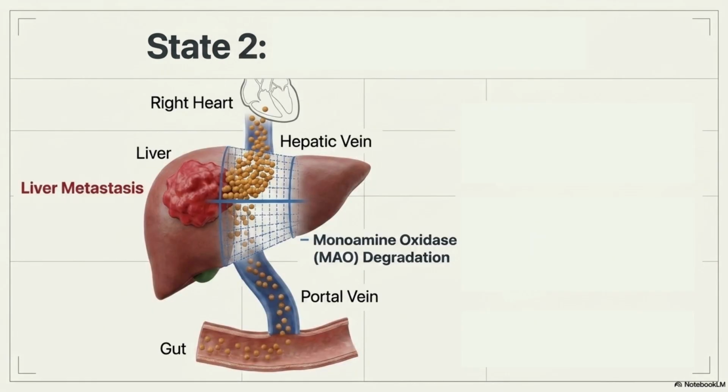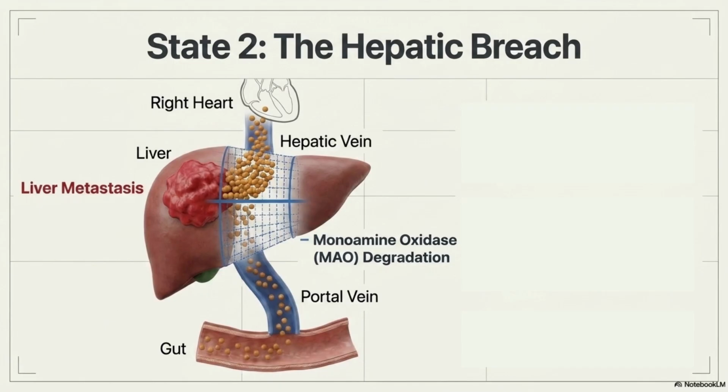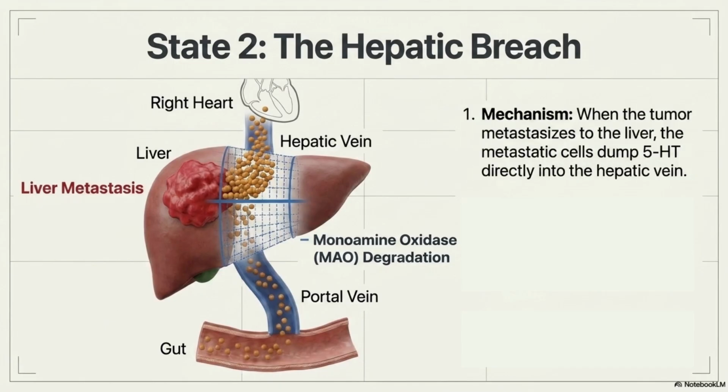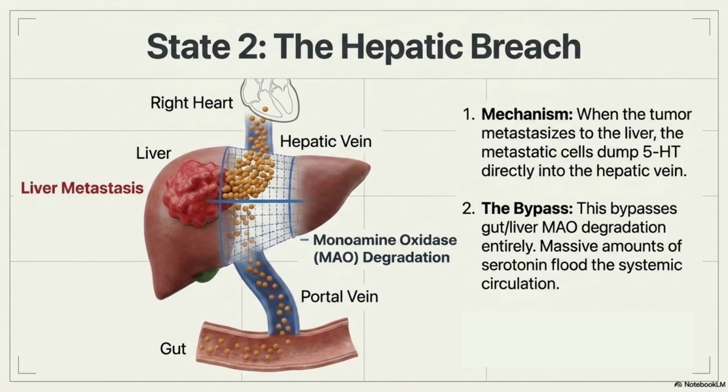But our patient has entered state 2, the hepatic breach. The mechanism here is that the tumor has metastasized to the liver. Because the metastatic cells are sitting inside the liver, they dump 5-HT directly into the hepatic vein. This entirely bypasses the gut and liver MAO degradation process. Massive amounts of serotonin flood straight into the systemic circulation, and the result is a triggered carcinoid syndrome.